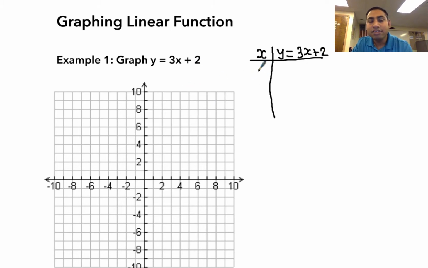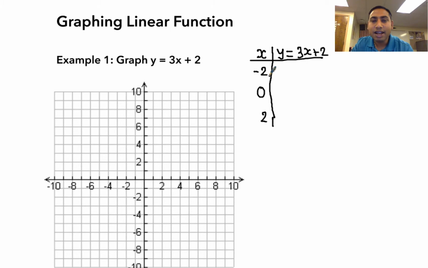Now in theory, all I need is 2 points, but I want to have at least 3 points so that if I make any mistake, I can see it right away whether or not the points fall on a straight line. So I'm going to have 3 different points here: negative 2, 0, and 2. Again, you are free to choose any x values you want to make this table.